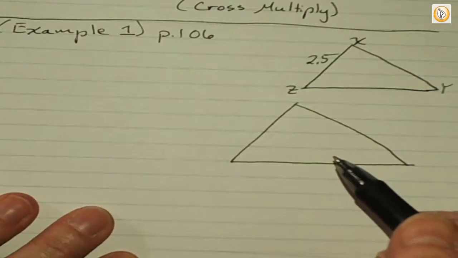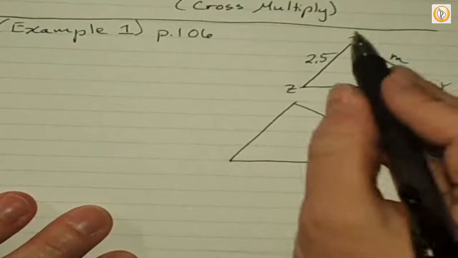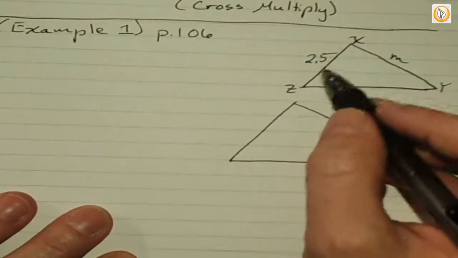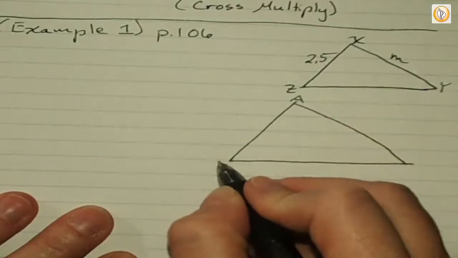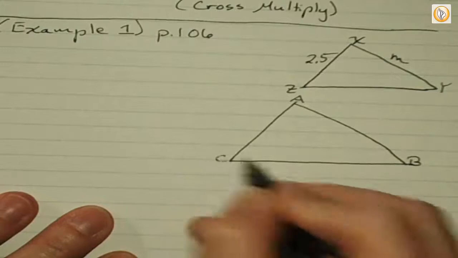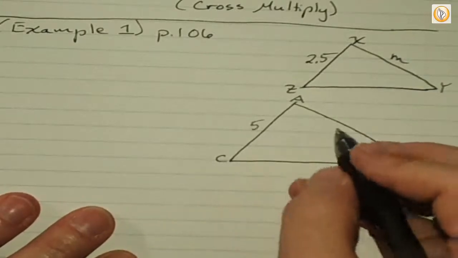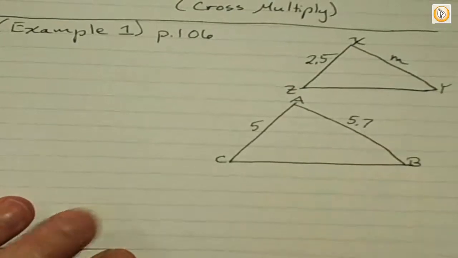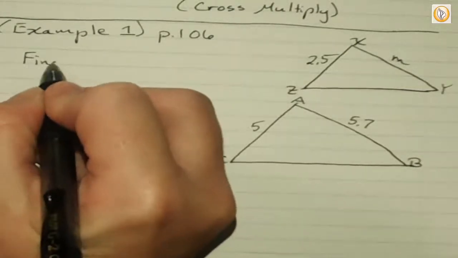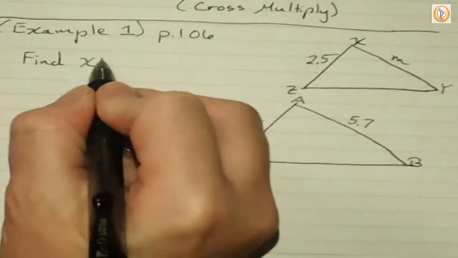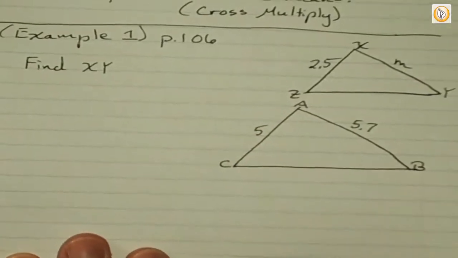Do y'all understand what I'm doing here? Okay, good. It's half as big. And then there's M. That side is M, and this side is 2.5. Okay, now I have triangle A, B, C, and they say that this side is 5, and this side is 5.7. Okay, they want you to find side XY. So write that down.